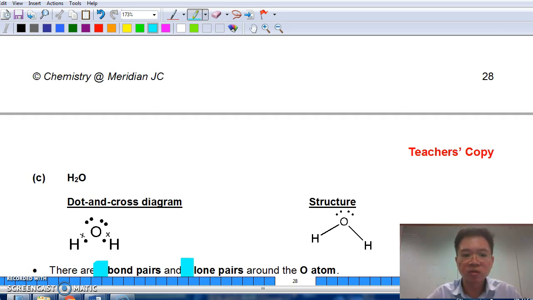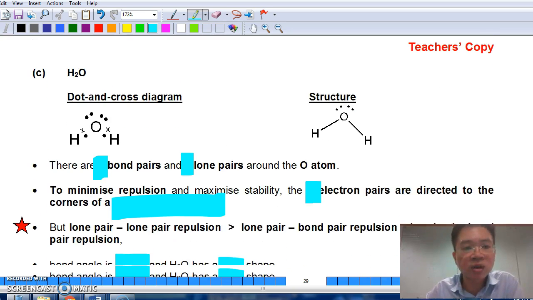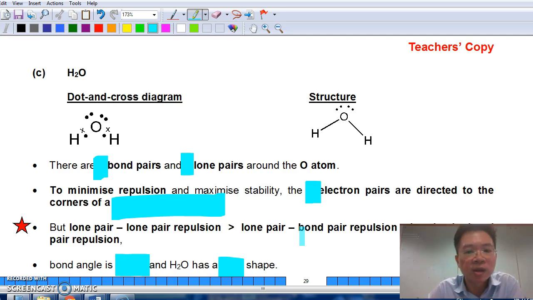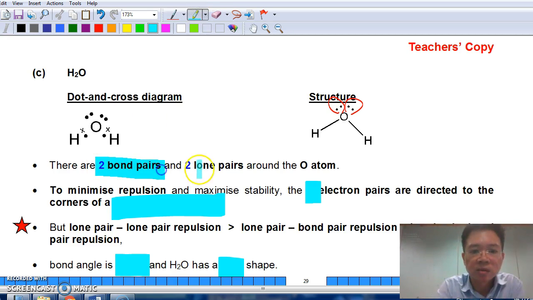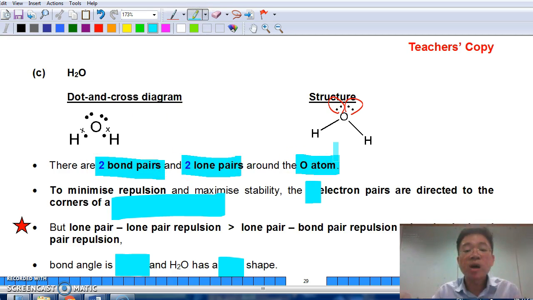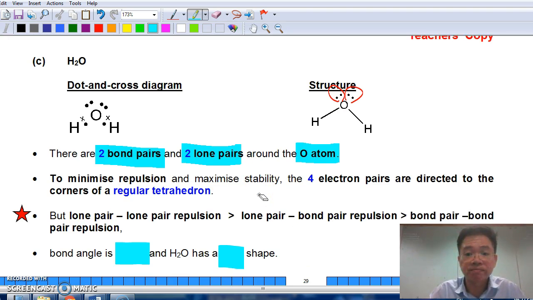Moving on to the next molecule, H2O. H2O is something that you're familiar with. H2O has 2 lone pairs and 2 bond pairs surrounding the oxygen atom. To minimize repulsion, to maximize stability, the total number of electron pairs is 4. They will be directed to the corners of a tetrahedron.